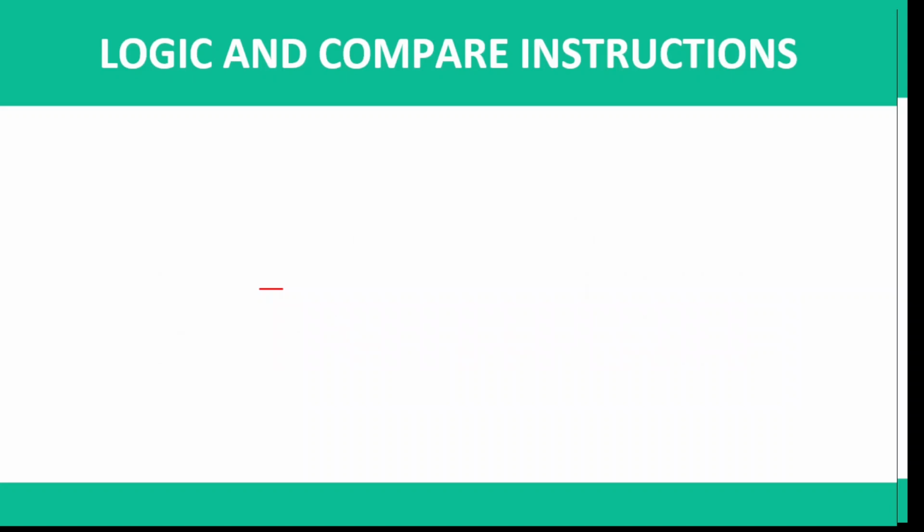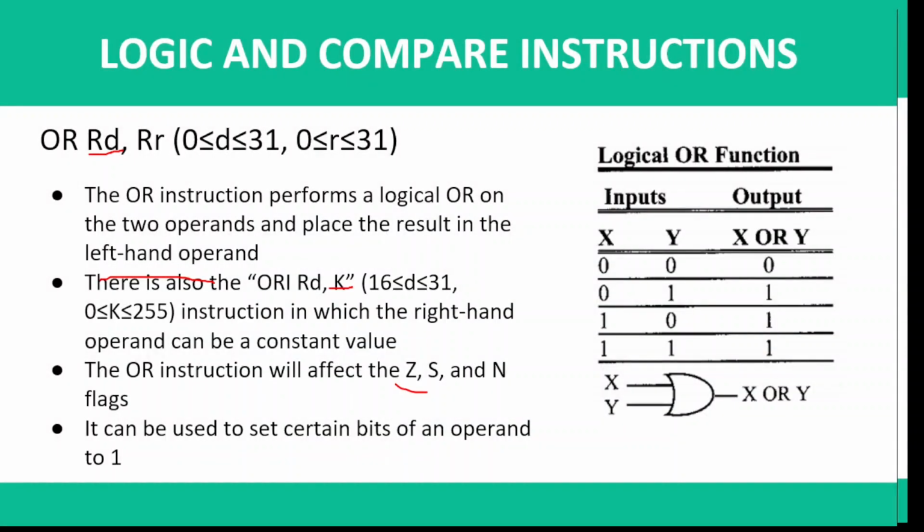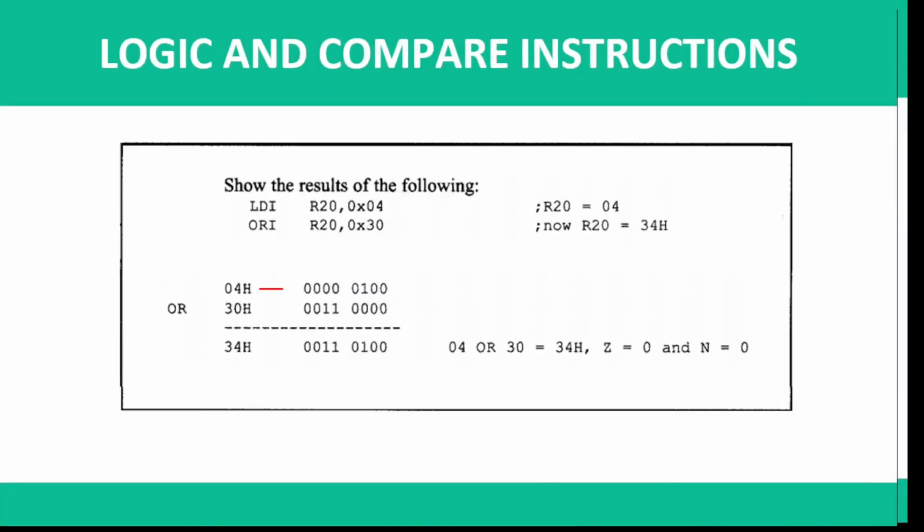So as you can see, AND masks certain bits by having a 0 value, while OR is the opposite. It can set certain bits of an operand to 1. What happens here is that when there is a 1, it carries the 1. So we get 0, 1, 0, 0. So that is the difference between AND and OR in the operation for a register.